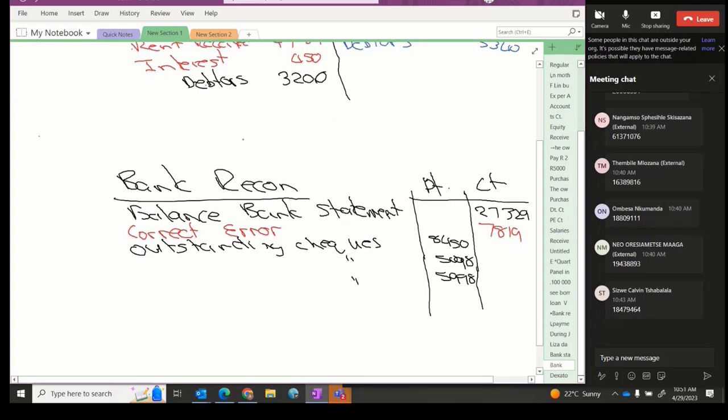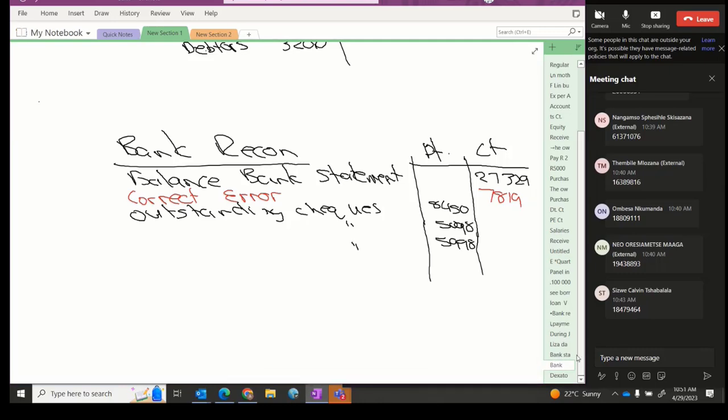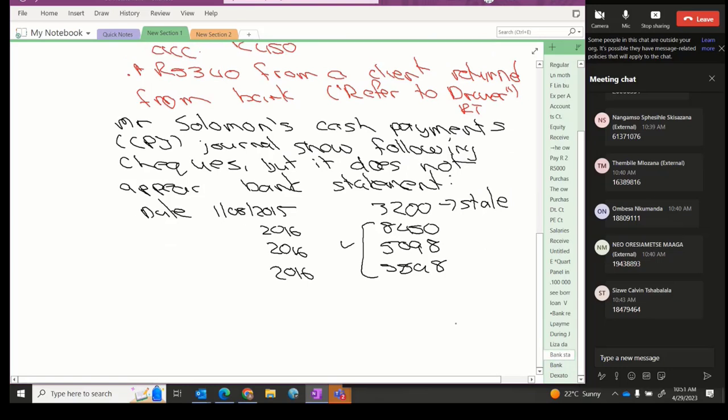And then in the end, you're going to balance your account. Okay, let's quickly do, let me just see that. Okay, then also in your cash receipts journal, your CRJ, it shows that there are 2 deposits. I'm just going to write it like that. 4897.